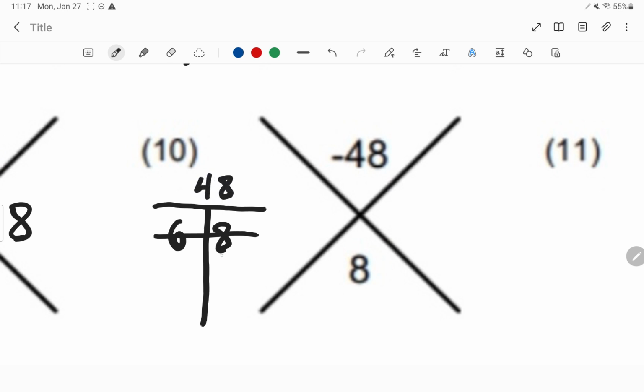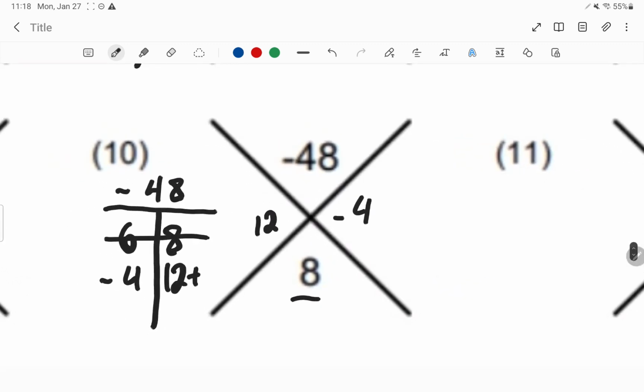Let's try 4 and 12. Actually, that one works. So which one has to be the positive? Well, the bigger one, because we need a positive 8. And the 4 is the negative. Okay, so we have negative 48 now. And then over here, we just have 12, negative 4. And if I add them, I get 8.